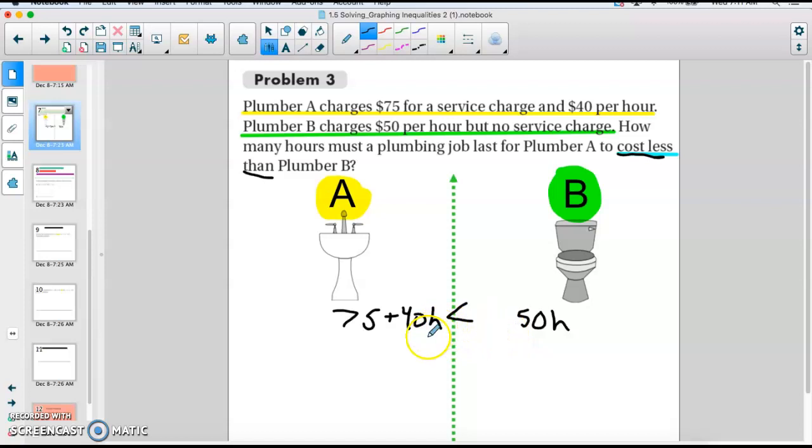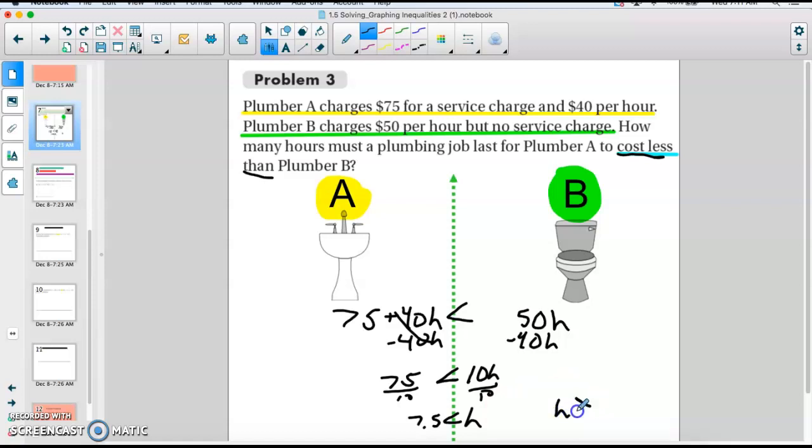Okay, so now we solve this just like an equation. Let's get all the h's over to one side. So we'll subtract 40h minus 40h. So we get 75 is less than 10h. We have to divide by 10, and we end up with 7.5 less than h. Okay, now a lot of people like their h on the left side, and that's totally fine.